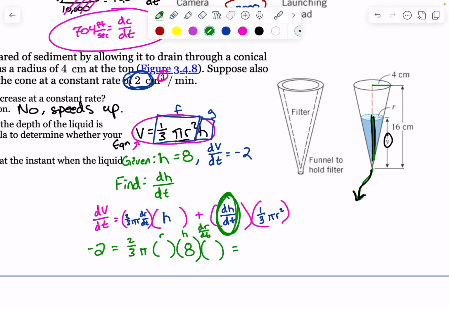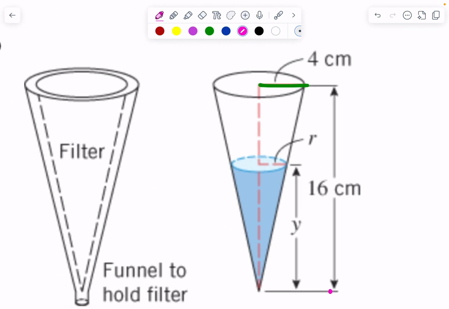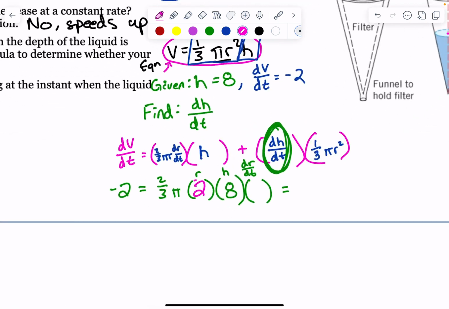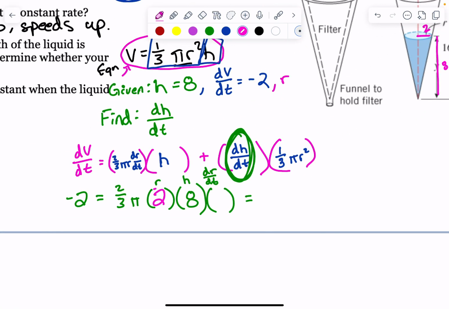But hold on, we can find what the radius is. So here's the deal. If at the very top this is 16 and this is 4, that's a proportion, right? The radius is 1/4 of the height. If my height right now is 8, what's the radius? 2. So I can plug that in there. Do you see how we arrived at that conclusion? I know the radius is 2.